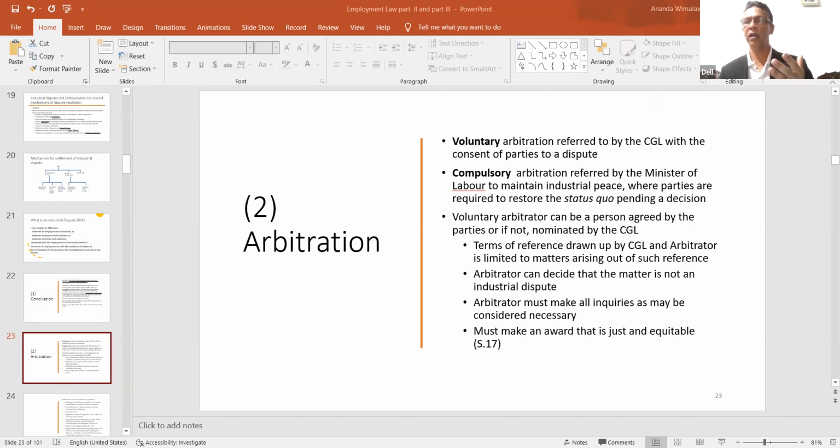That is why if voluntary fails, then the matter will be referred for compulsory. I mean, whether they give their consent or not, the minister will refer that matter for arbitration. This is called compulsory arbitration.